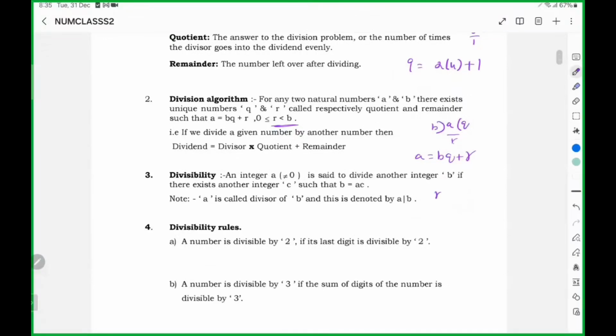Divisibility means that the remainder happens to be 0. Then you'll have A equal to BQ. So A is a multiple of B.